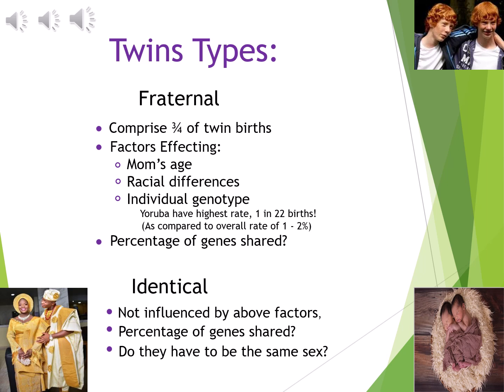Now let's compare that to the identical twin. So how are identical twins formed? Mom releases 1 egg, fertilized by 1 sperm, and at some point it separates, hopefully into 2 clean units. If it's not, what do they call that? The old term was Siamese twins. The modern term is conjoined twins, but hopefully they'll separate cleanly into 2 different individuals.